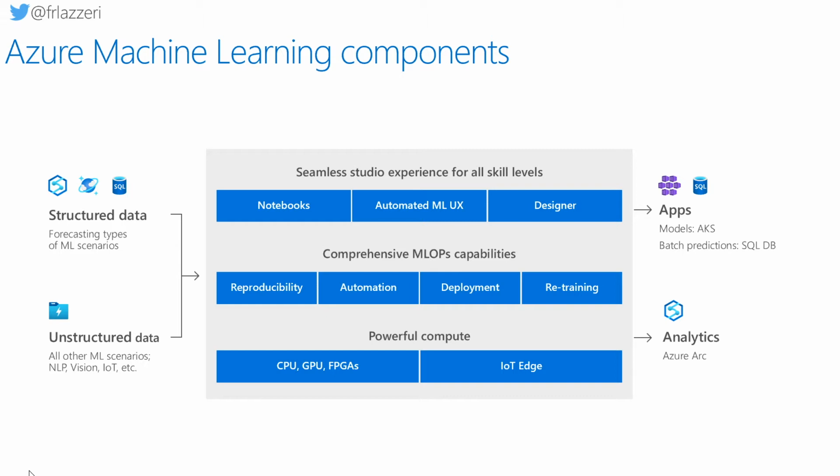So this is what it means. It means that you never focus only on the machine learning component, on the machine learning model. But as you can see from these slides, you always start with the data, and this data can be structured, like for example forecasting types of machine learning scenarios, or also unstructured data, like a different type of machine learning scenarios such as NLP, vision, IoT.